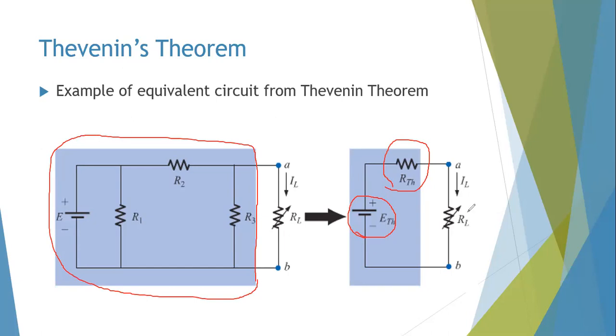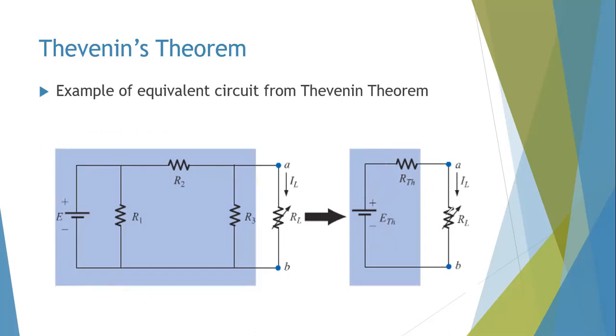So if you had a circuit where RL is changing, it doesn't become difficult to analyze now, because the voltage across RL is very simple. Let me write that again. The voltage drop across your load is RL over RL plus RTH times ETH. That becomes very simple. So if RL is changing, it doesn't matter. It's not a problem now. You can very easily analyze the circuit.